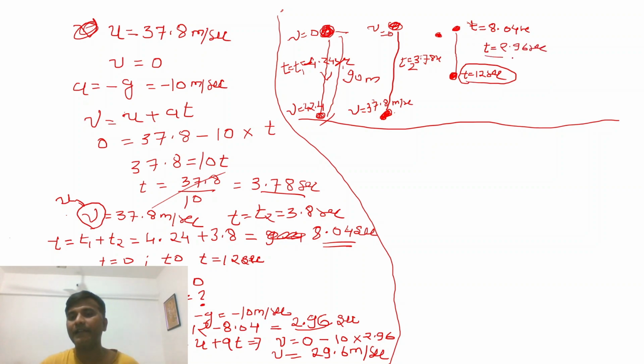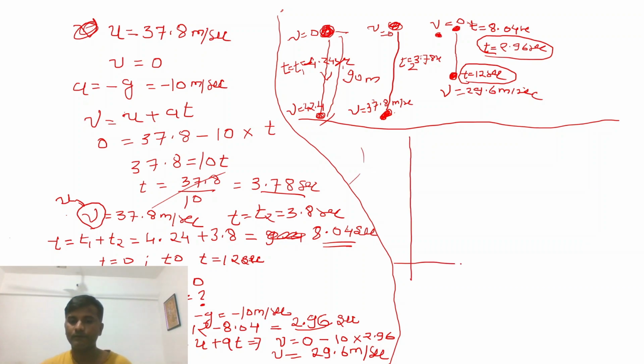While traveling for the time of 2.96 seconds, the velocity that it gained here will be equal to 29.6 meter per second. How much? 29.6 meter per second. So this is velocity 0 here. So let us draw the graph here now. Which graph? Speed time graph.